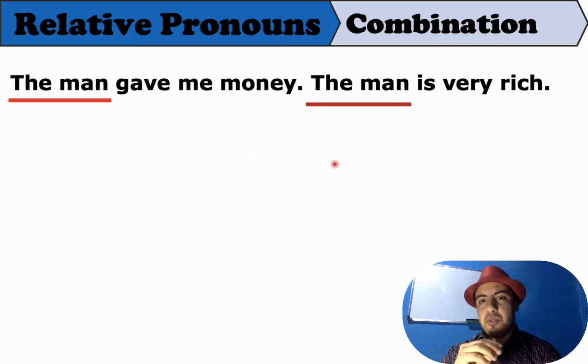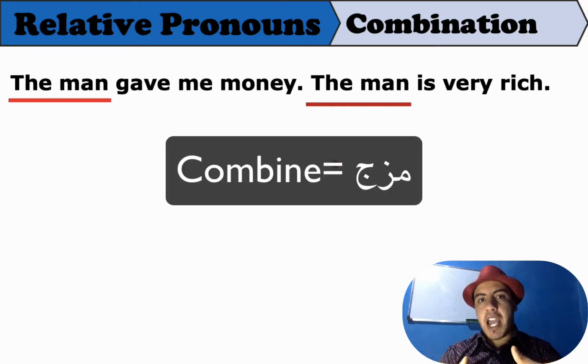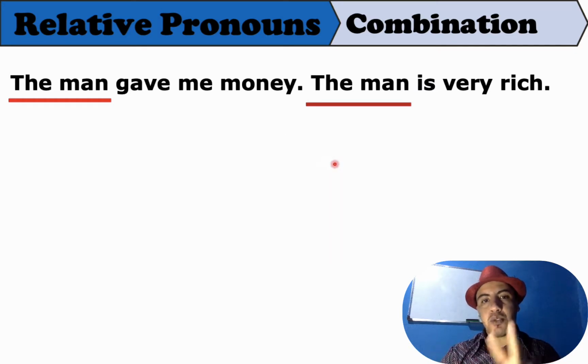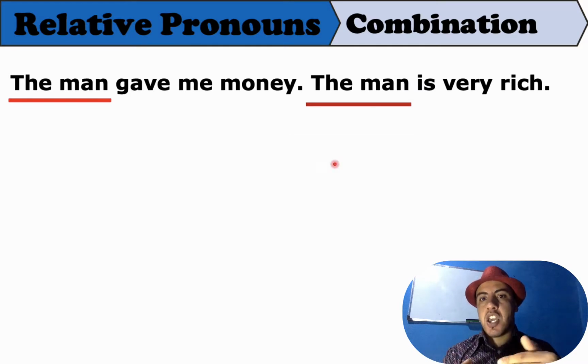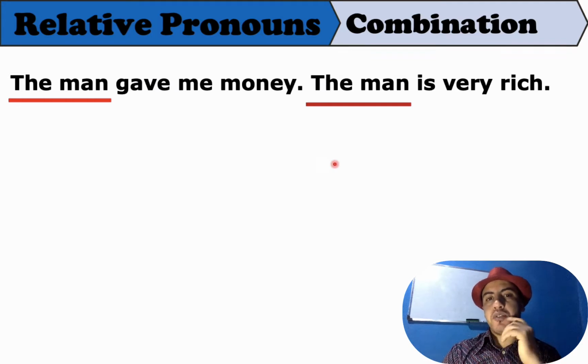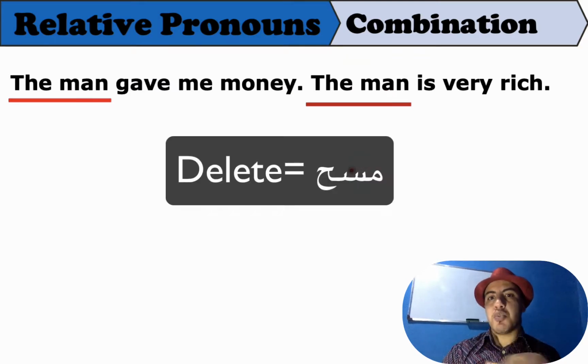So now what I want you to do is we will try together to combine these two sentences into one sentence. I don't want to have two sentences. I want to have only one sentence. So how can you do it? We will try to combine these two sentences so that they give us only one sentence. First of all, we should look for something that is repeated. We say that the man is repeated, right? And the man again is repeated. So we should delete one.